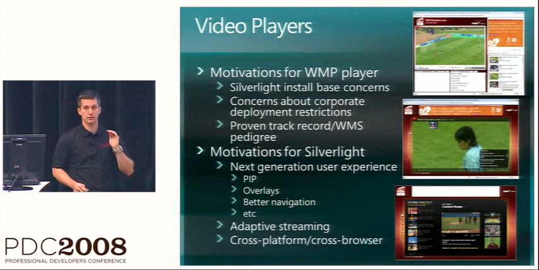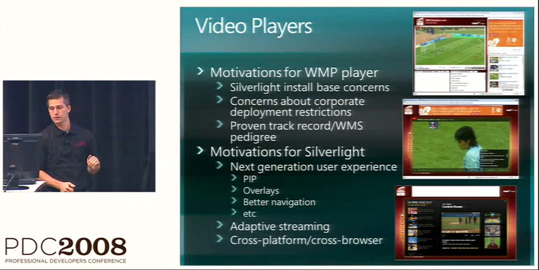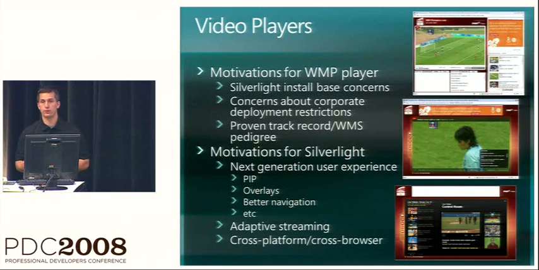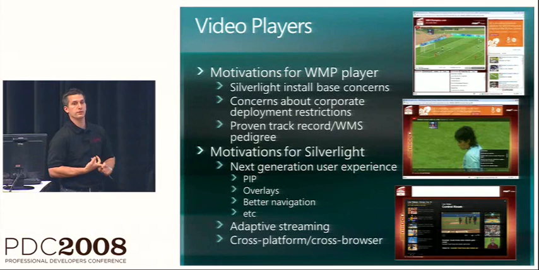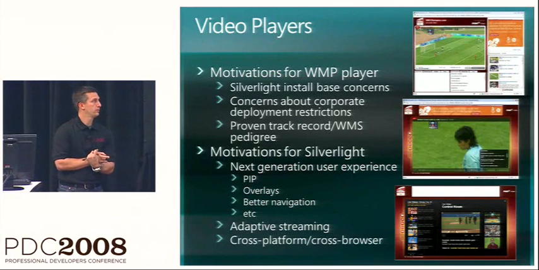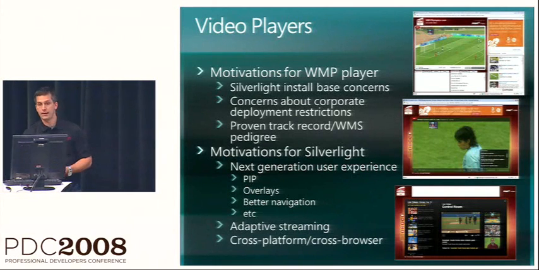But the motivations for WMP were real simple. We wanted to have the least friction possible so we didn't lose customers. And then for Silverlight, we wanted to do things like PIP. We wanted to do overlays. We wanted to have better navigation, all the things that we couldn't do inside of Windows Media Player. We wanted to do adaptive streaming.